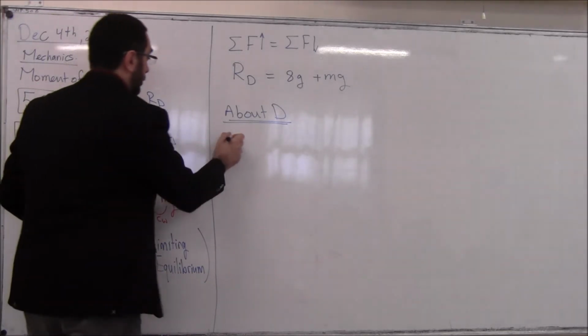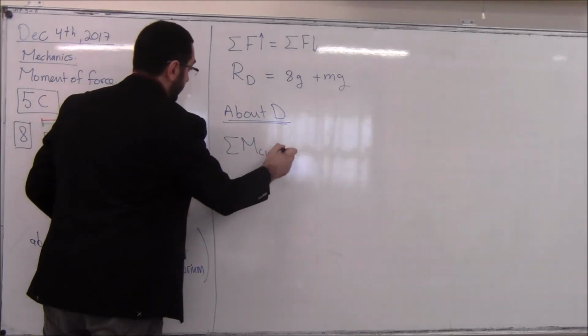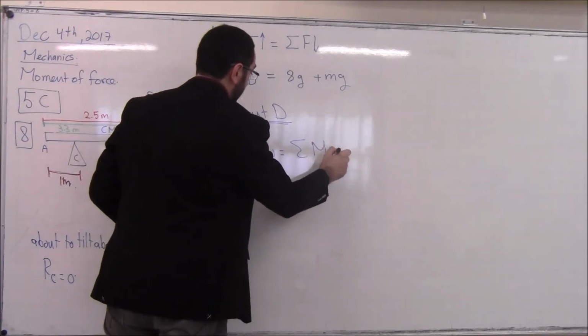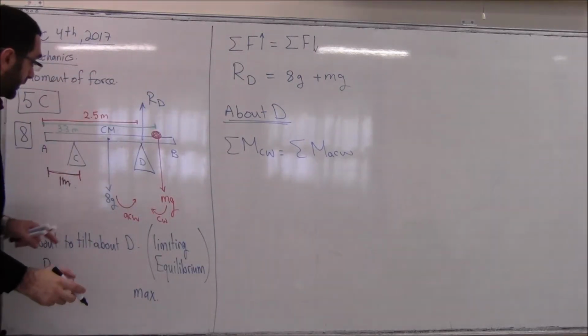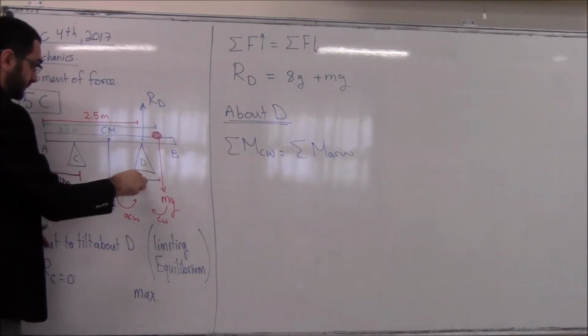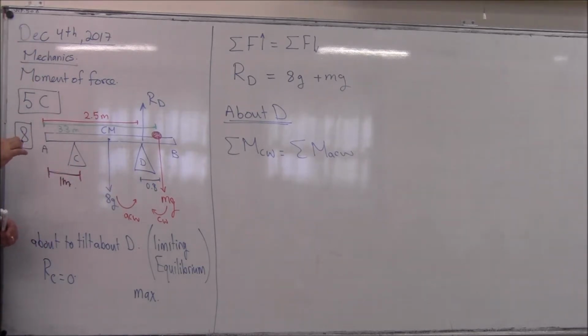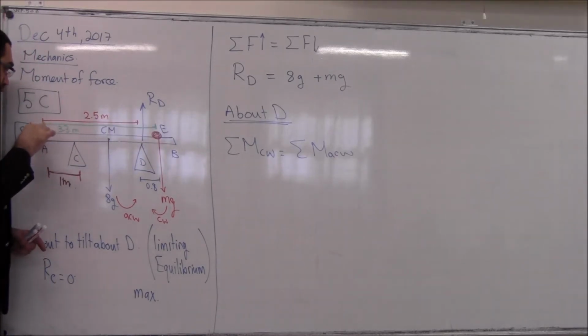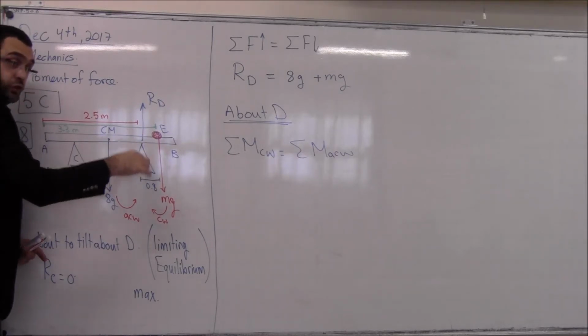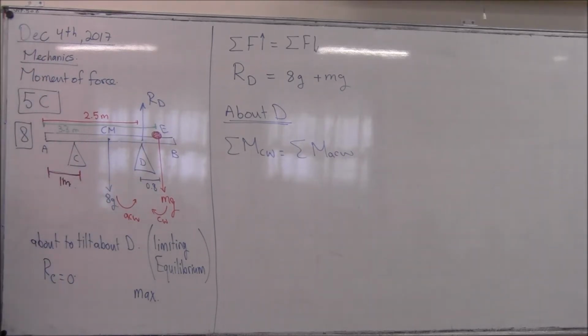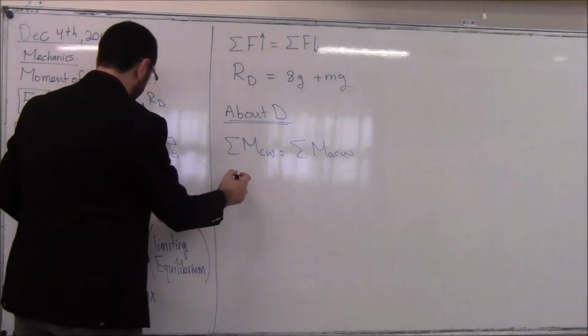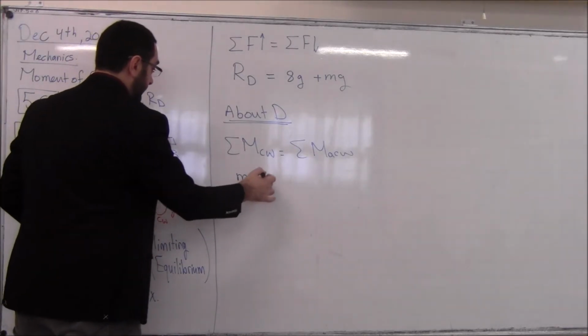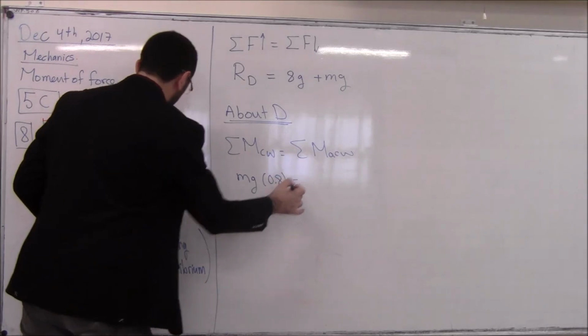Here, sum of moments clockwise equals sum of moments anti-clockwise. What is this distance? 0.8. You know why? Do it before copying. Listen. 4 minus, from A to B, 3.3. From A to D, 2.5. So the difference is 0.8.